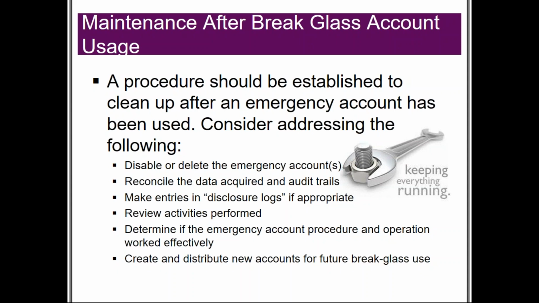The next one is review activities performed, including the data acquired and the data that was accessed by that person. Next is determine if the emergency account procedure and operation worked effectively, and if it didn't work effectively, what do we do? We adjust it as necessary. We make changes to it so that next time it will work. And the last one is create and distribute new accounts for future break glass use. Again, that goes with number one.